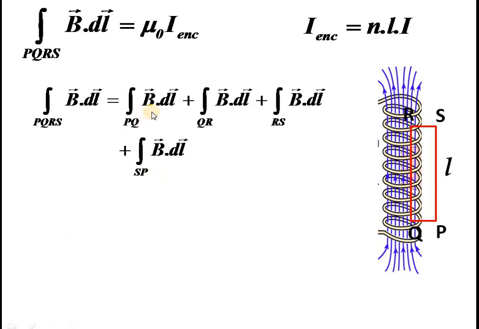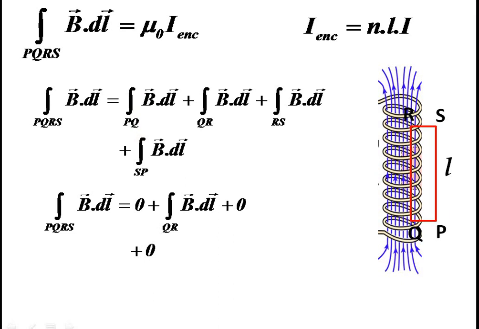Now it is very easy to evaluate. What happens for the length PQ? You can see this is PQ. For PQ, the magnetic field is like this, and dl is like this. So B and dl are perpendicular to each other. That means B dot dl becomes 0, because B dl cos theta is B dl cos 90, and cos 90 is 0. So the first term becomes 0.